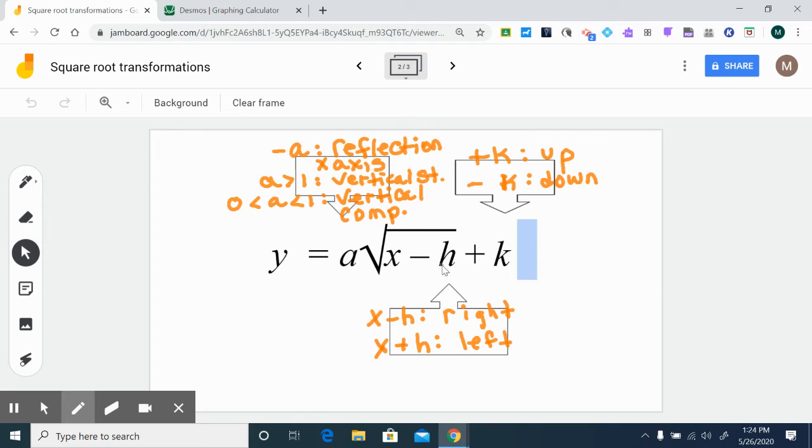So h kind of messes with your inputs. And when you mess with your inputs, it goes opposite of what we would think. The k value messes with our outputs, or our y values. So it makes sense that if we were to add a number to the y values, it goes up. If we subtract a number from our y values, it will go down. Let's look at some examples.